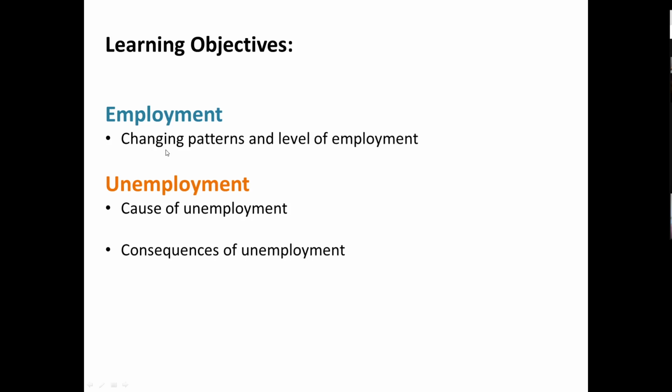And for unemployment, of course, we want to know what causes unemployment, and we want to know what could be the biggest consequences because of unemployment. And that's why our government would like to control employment and unemployment. So the same pattern as what we have learned from inflation and economic growth. We are trying to understand why it is so important for a government to control it, to manage it, in order to achieve a specific goal. So we are going to go through employment first.